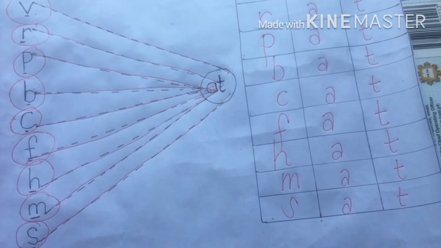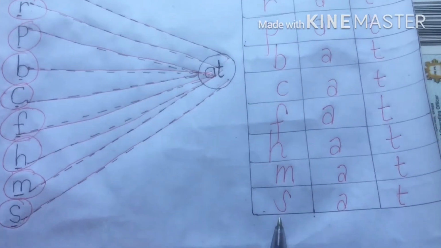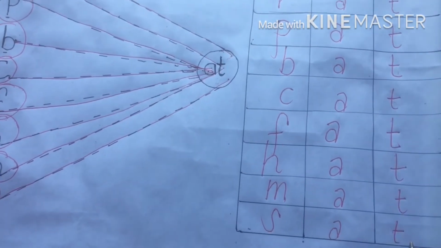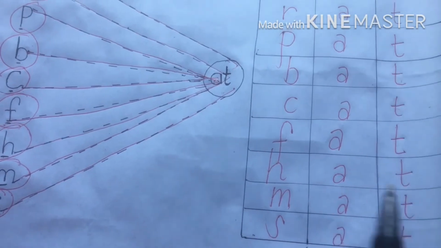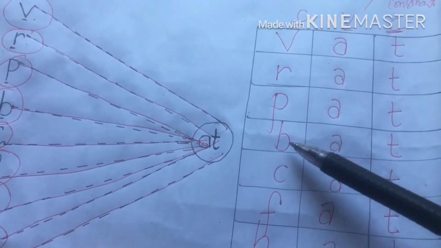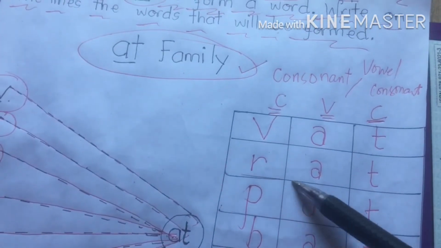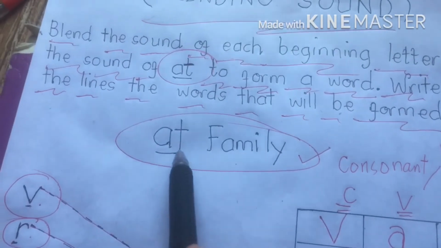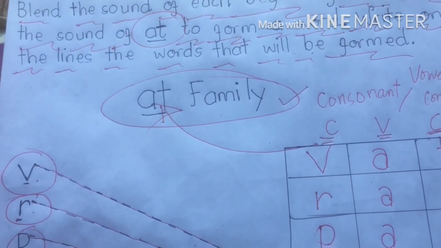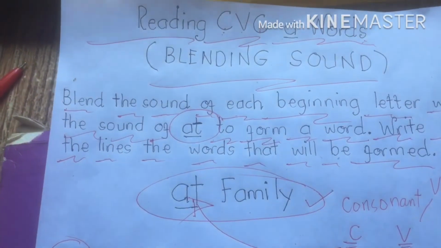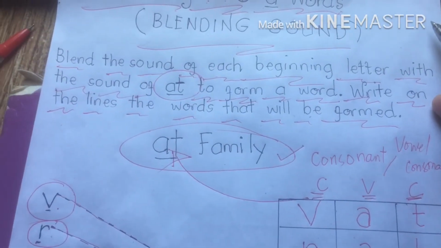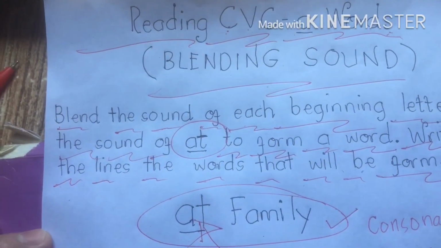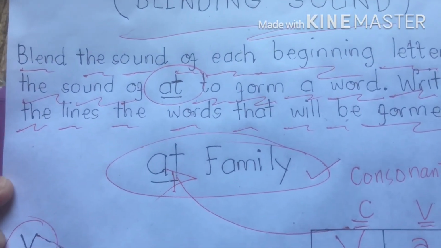Again, let us read for our final work. Here we go. From bottom to top. Please follow, guys. We have here from consonant, vowel, consonant: sat, mat, hat, fat, cat, bat, pat, rat, vat. Those are CVC words through the at family, my dear viewers. Hope, my dear students, you learned a lot from our teaching tutorial today. Reading CVC words or blending sounds and, of course, familiarizing the sound of each beginning letter with the sound of the at family to form a word.